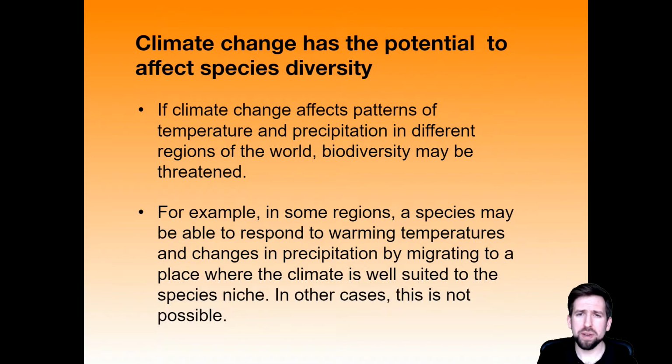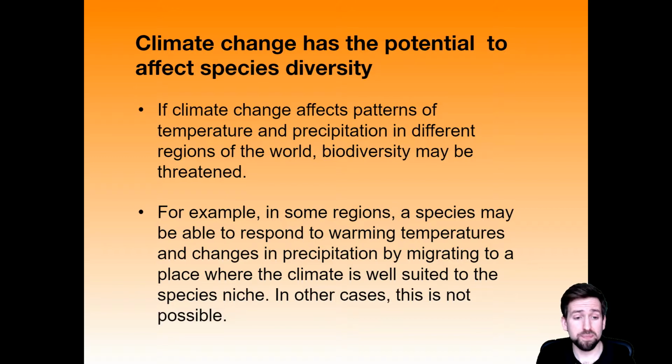So on the topic of changing temperatures, climate change has the potential to affect species diversity. If climate change affects patterns of temperature and precipitation in different regions, biodiversity may be threatened. Right? Things like to live in specific ranges of moisture and specific temperatures. If you change those things, they might not be able to adapt and might end up just being threatened or even extinct.